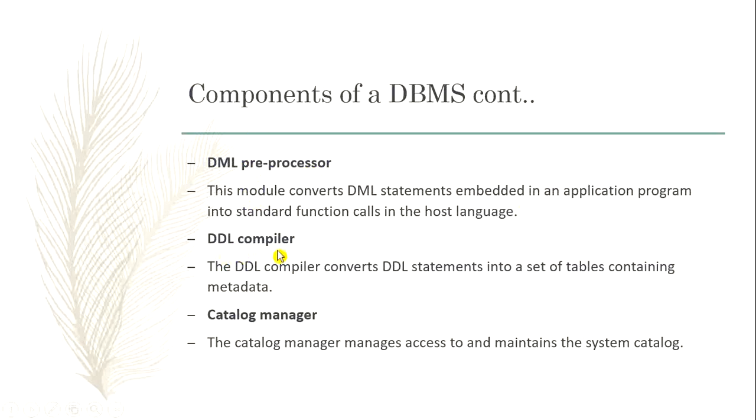Then DDL compiler, the data definition language compiler, converts DDL statements into a set of tables containing metadata. So we know that DDL statements are concerned with the creation of database and creation of tables. So those tables are then stored in the system catalog to store all the information about the database. Catalog Manager manages access to and maintains the system catalog. So Catalog Manager is actually maintaining the whole system catalog, how different components will access the system catalog and maintain all the information in the system catalog.